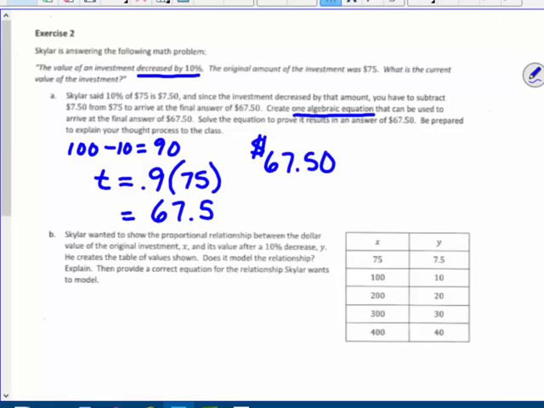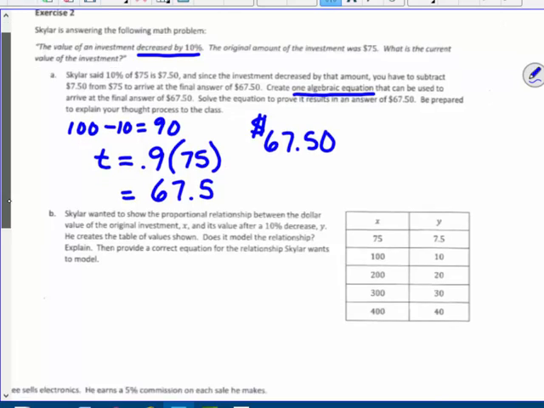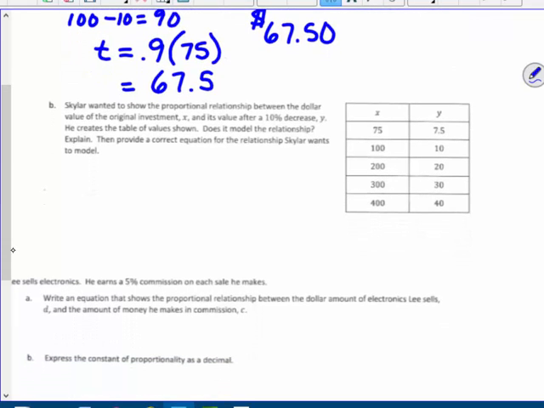So subtracting the decrease from the 100 first, and then multiplying by the 90% will get you in one equation the answer, $67.50. Skylar wanted to show the proportional relationship between the dollar value of the original investment, X. So this is the original money, so this is the investment, and its value after a 10% decrease. And this would be the 10% decrease.